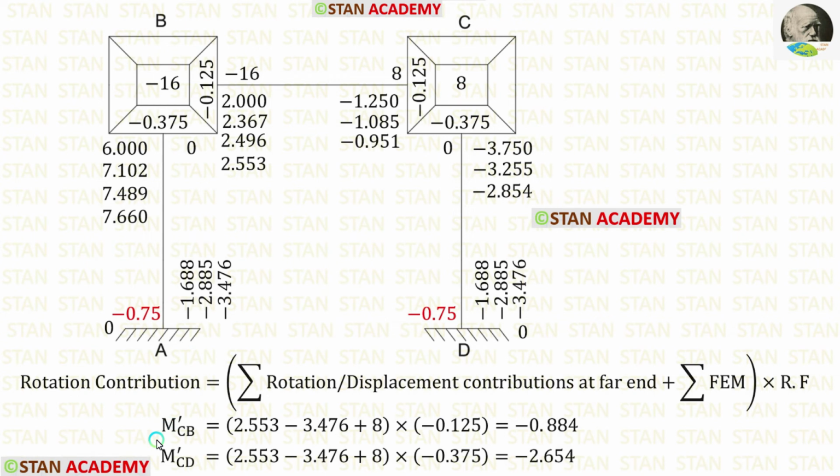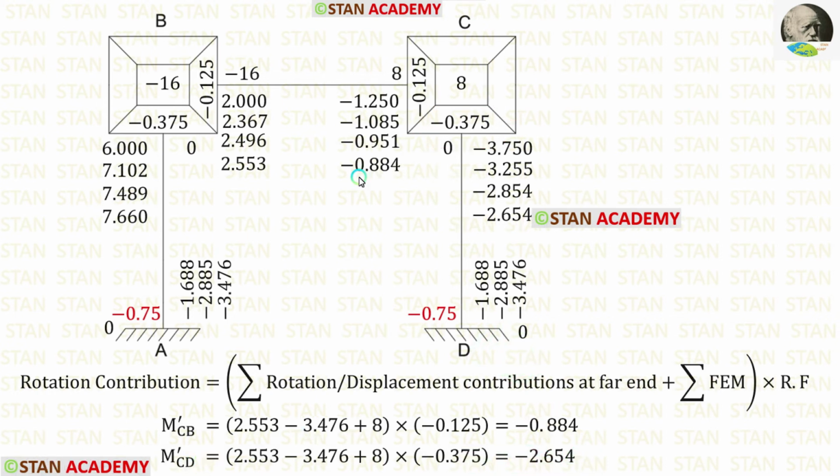Now let us find M-CB. For that we have to add these three values and then multiply with the rotation factor for CB. When we do that, we are getting minus 0.884. The rotation factor for CD is minus 0.375. For M-CD, we are getting minus 2.654. Let us apply the values of M-CB and M-CD.